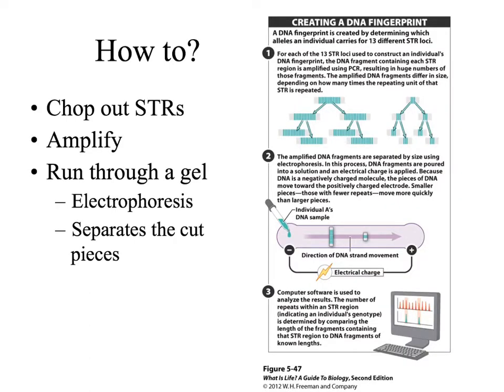To make a DNA fingerprint, we have to use our DNA tools. So we start by chopping out STRs using restriction enzymes. We amplify the small amount of DNA that we have using PCR, and then we separate the DNA strands using a gel electrophoresis technique. The separated pieces are at different lengths and will travel different distances in the gel. We can then compare these DNA fragments and DNA gels to other people to determine if you were at the scene of the crime.